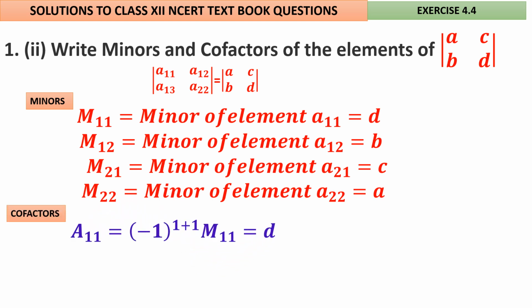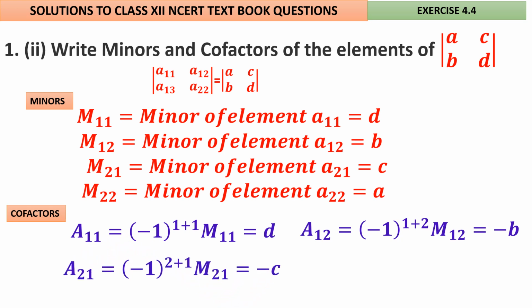For A11 it is positive, therefore directly D. A12 will be negative because minus 1 whole power 1 plus 2, therefore minus B. A21 will be negative, therefore minus C. A22 once again positive, therefore it is A. Therefore the cofactors are D, minus B, minus C and A.